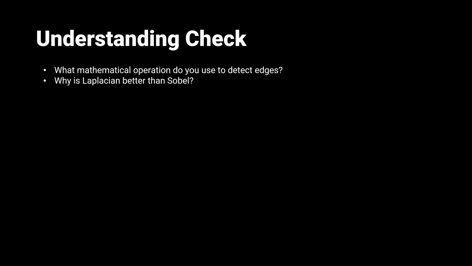So just to quickly recap and check the understanding, what mathematical operation do you use to detect edges? Why is the Laplacian better than the Sobel operator? What are blobs in the context of features? How can a blob be a feature? And how did we actually use them?